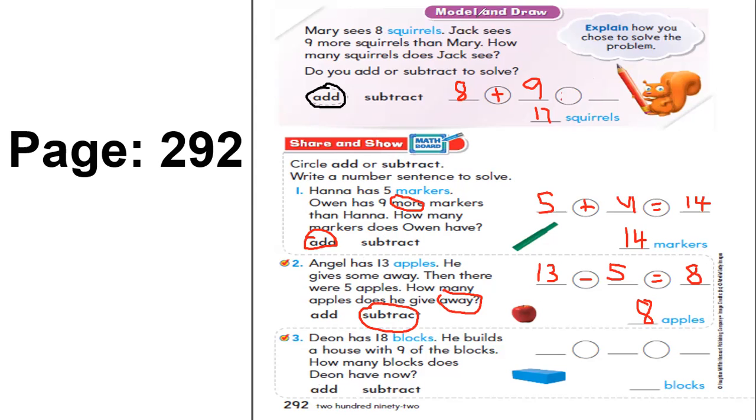So what does it mean? Is it addition or is it subtraction? Add or subtract? Yes, very good, Miral. Yes, Ileana, very good. So it is subtract, yes. So we are going to do this problem by doing the subtraction. So 18 blocks minus, he uses the 9 blocks. So how many he has left now? So that is 18 minus 9.